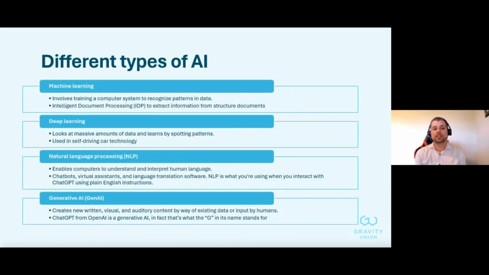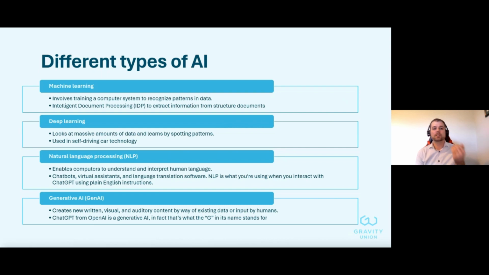So really, there are different types of AI, right? We've gone from machine learning, which is training a computer system to recognize those patterns in data. So things like intelligent document processing that we're going to talk about to extract information. Deep learning, so looking at massive amounts of data, and it learns by spotting those patterns, right? So this kind of technology we're using in self-driving cars and things like that.